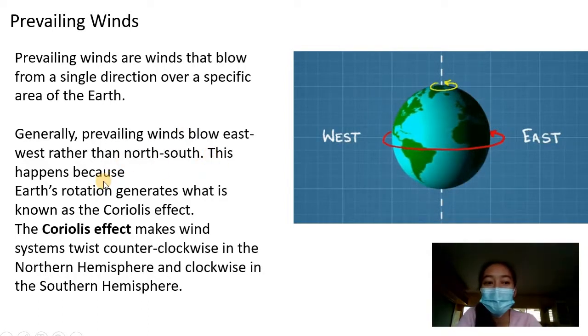This happens because the Earth's rotation generates a phenomenon called the Coriolis effect. So the Coriolis effect makes wind systems twist counterclockwise in the northern hemisphere. If you look from above, it twists, and then it reverses below. So I'm not thinking much about those directions. Look at the GIF: west to east, here is the west, here is the east. So the Earth is rotating from west to east, and that has effects on the winds.